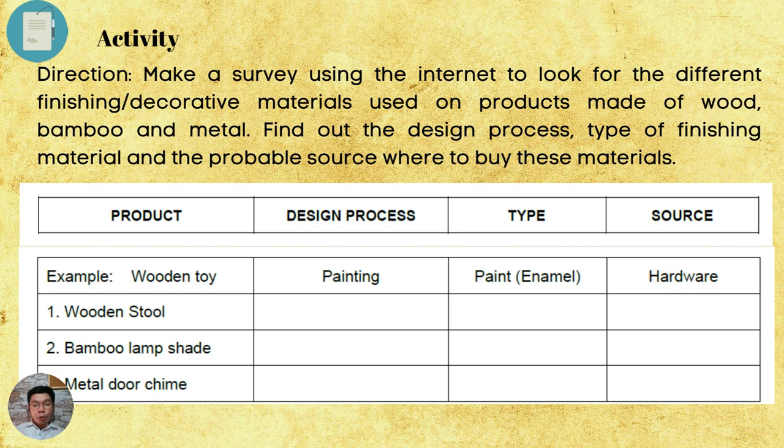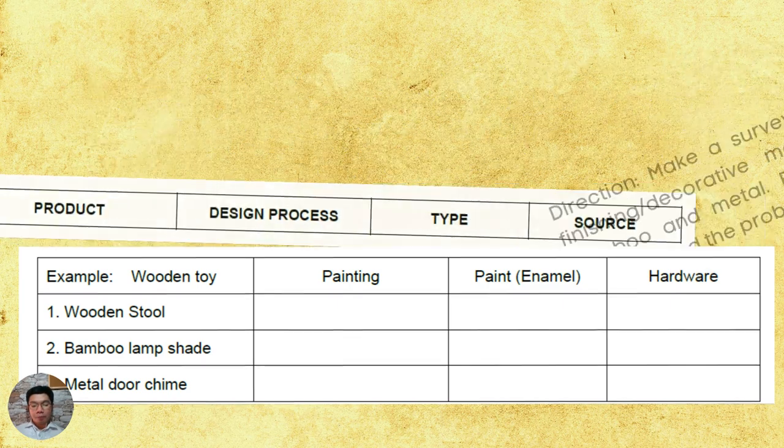We have here the wooden toy. The design process is painting. The type of the paint is paint or enamel. And the source is the hardware. So please answer that. Please make sure to copy this on your notebook. And as you go along, please write your answers.